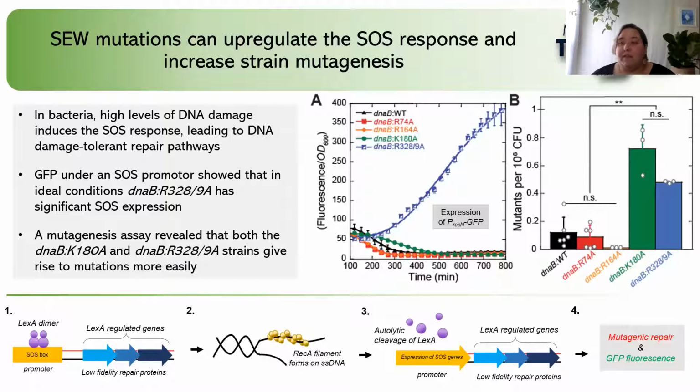However, we also see a high level of mutagenesis for our K180A mutant, which is not reflected in the SOS expression, and therefore must be due to some other type of genomic instability.